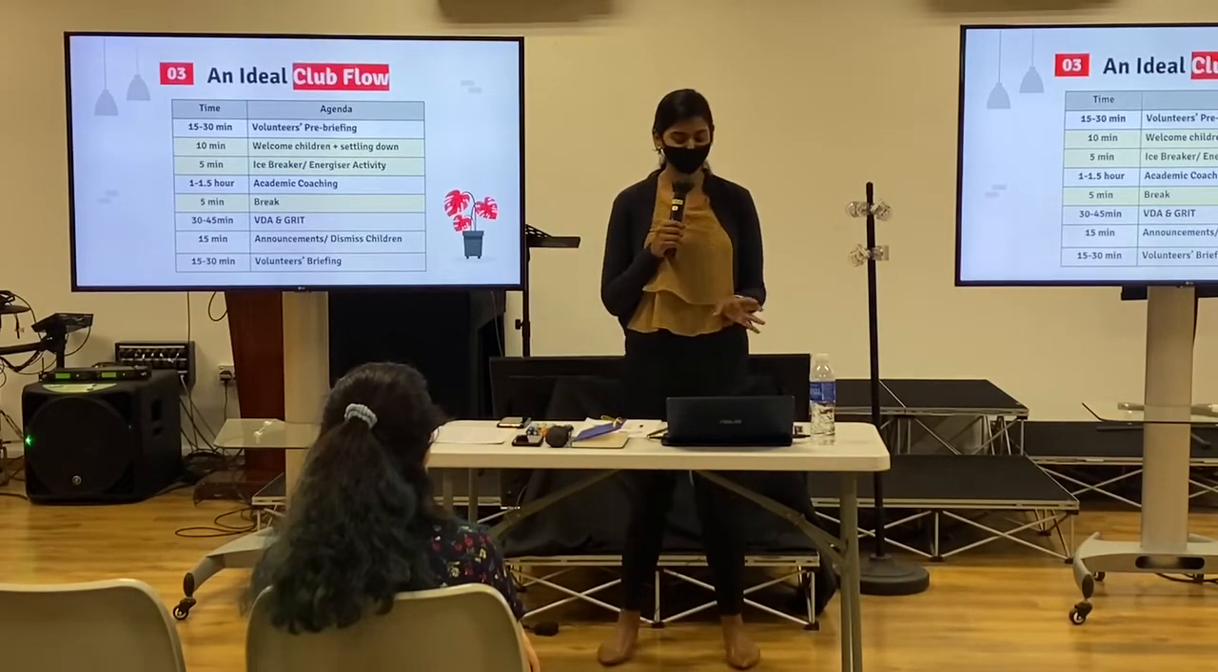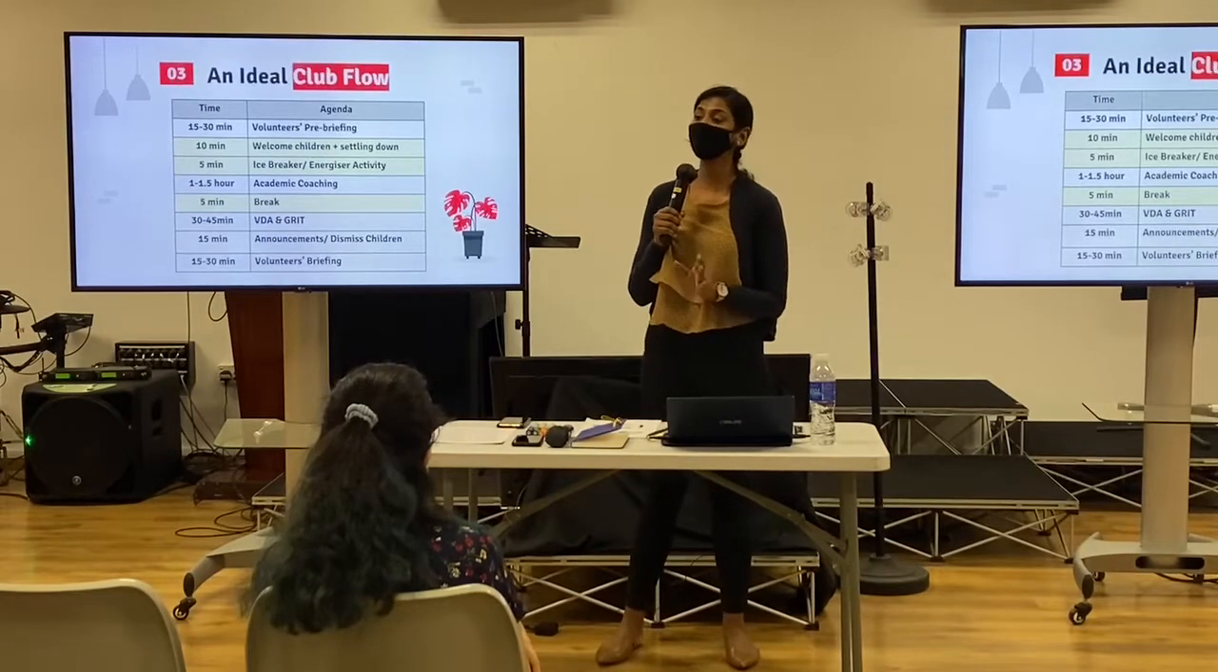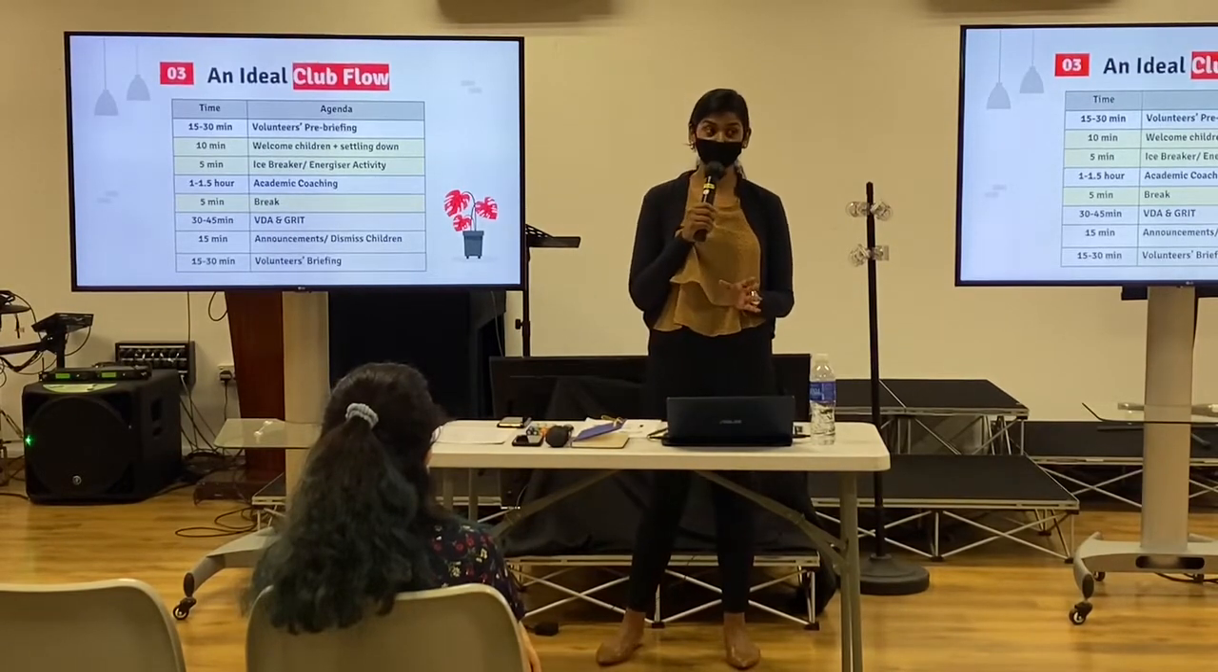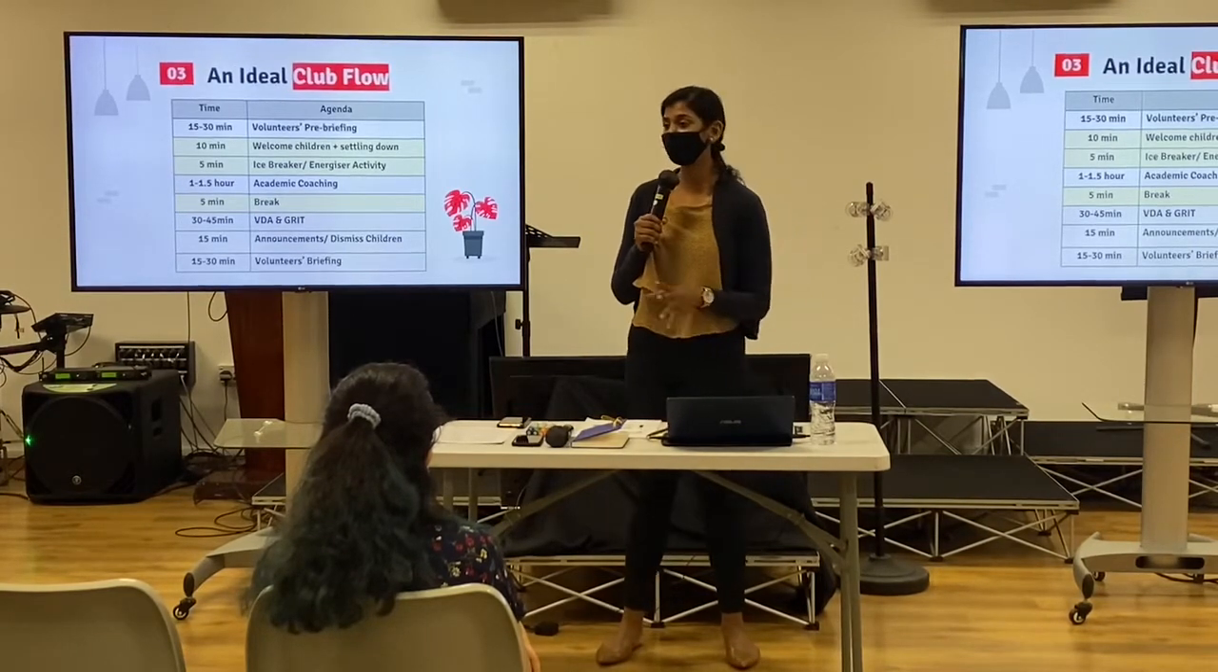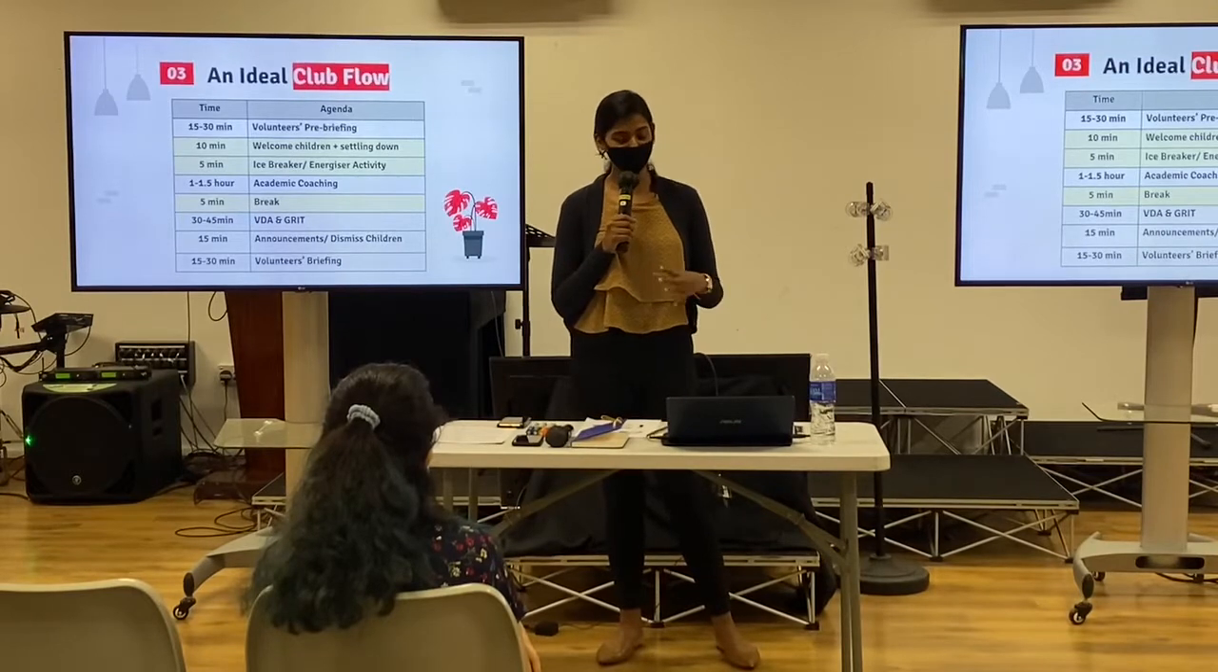BA and grade is actually shorter now for those who don't know. It's actually quite fast. You can be done within 30 to 45 minutes, less than 45 minutes actually. And then 15 minutes you have announcements, and then you can dismiss the children. Any announcements you want to give to the children, and then you dismiss them.